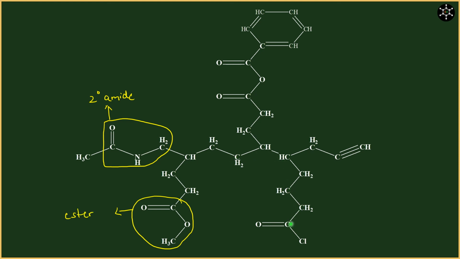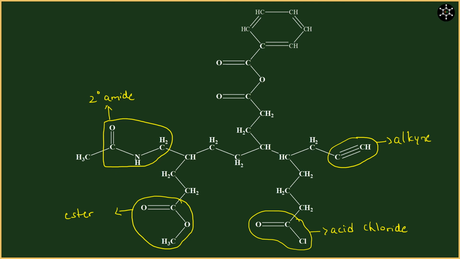Then C double bond O Cl, this is acid halide. Since the halogen is chlorine, we can call this an acid chloride. Going to the right, we have a triple bond between 2 carbon atoms. So this is an alkyne. Going up, C double bond O, C double bond O. This is anhydride.